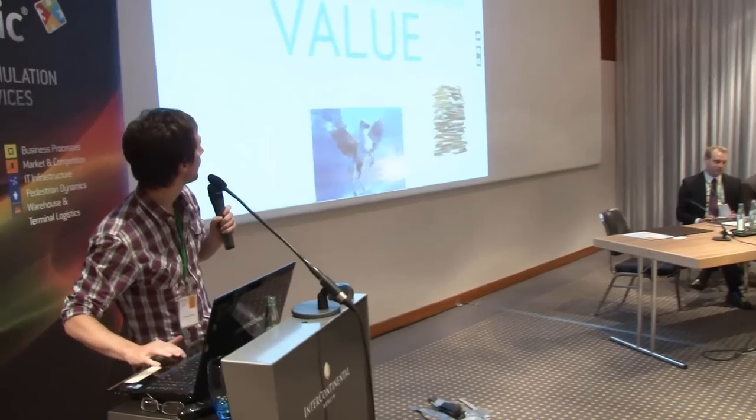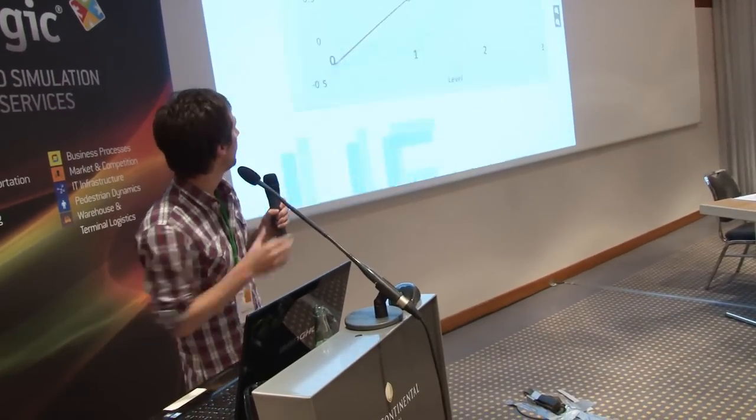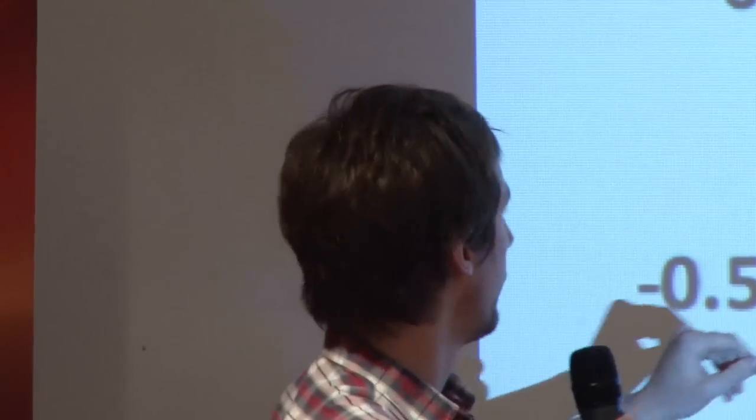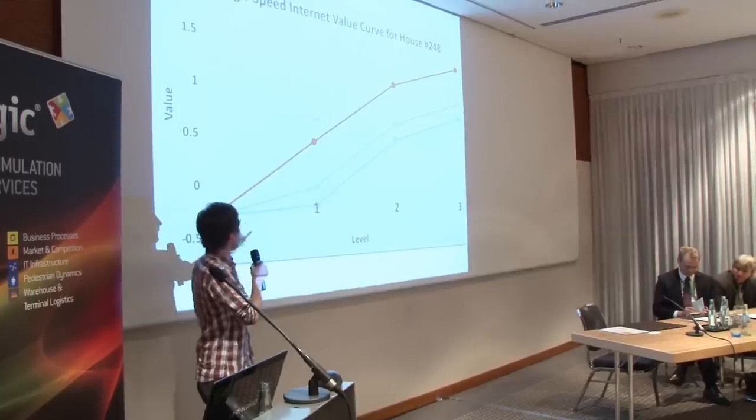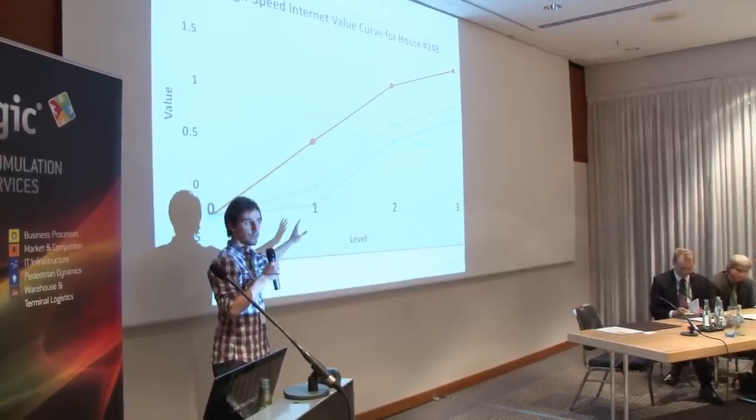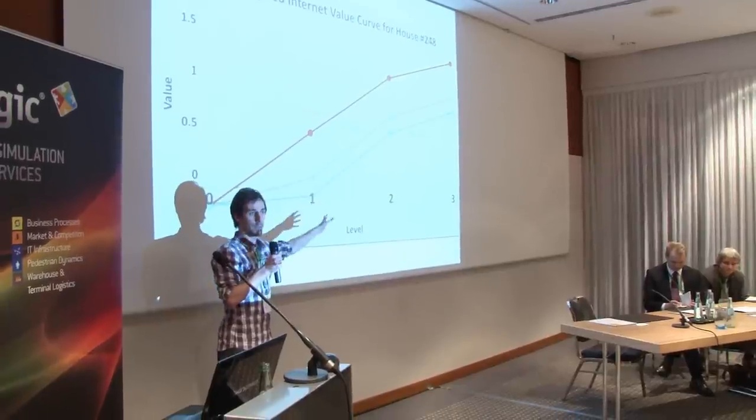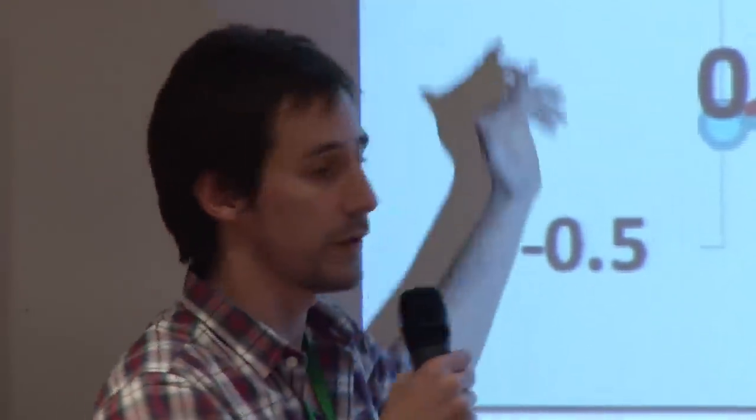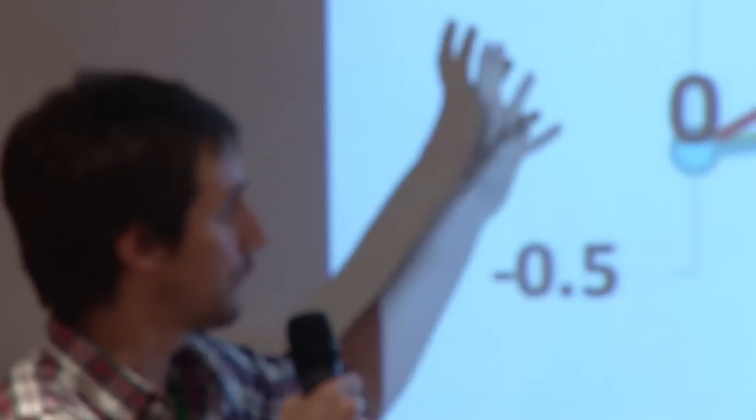I'm gonna zoom in on it a little bit. So this is the internet value for a single home, number 248. Those are different levels of the technology: 1 megabyte, 3 megabytes, 5 megabytes of high-speed internet. And this is the value that the consumer gives for those levels for each brand, because you can also measure brand perception with the conjoint analysis.